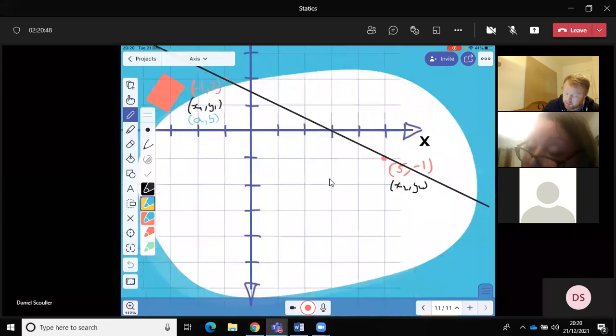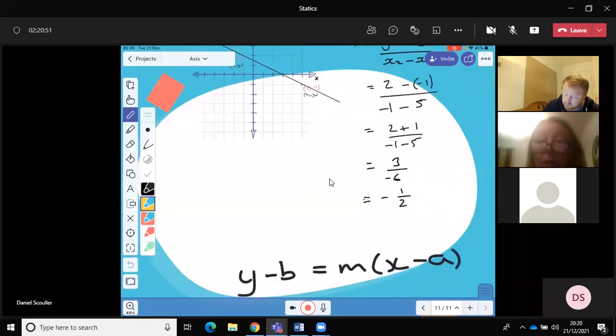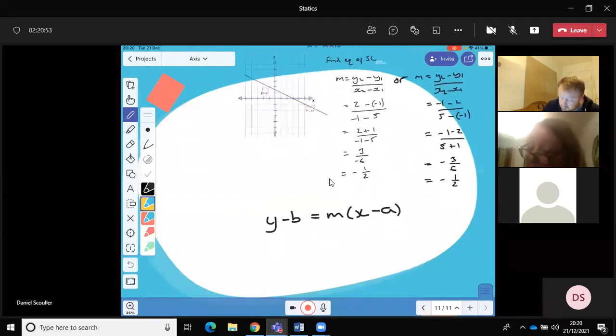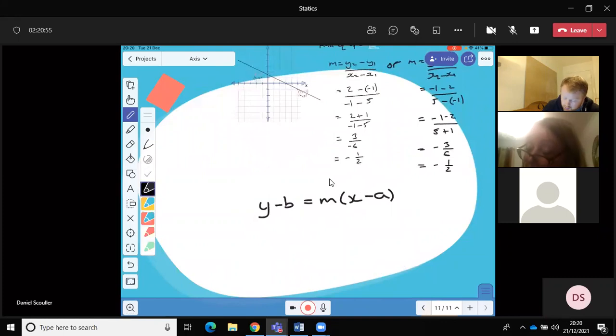Okay, you can pick either. So you could have picked the one on the right as well. So I'll have y minus 2 equals minus 1/2 x minus -1.